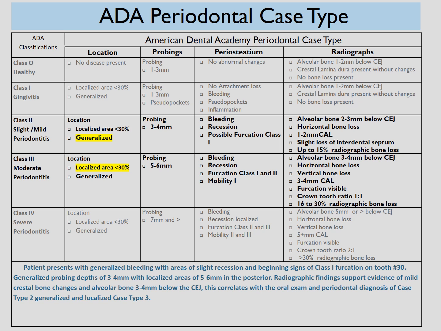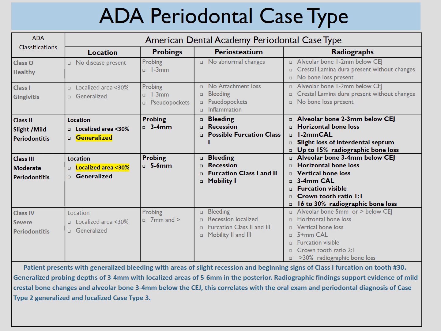These signs include 5 to 6 millimeter probing depths, bleeding, recession, her furcation of class 1, and possible mobility. The alveolar bone is 3 to 4 millimeters below the CEJ. There's signs of horizontal and vertical bone loss. The furcation can be visible, and the crown-root ratio is 1:1.